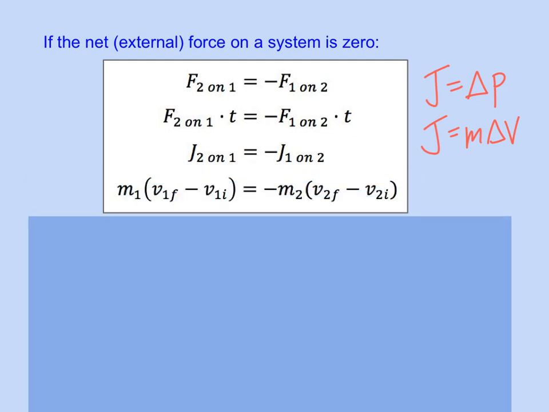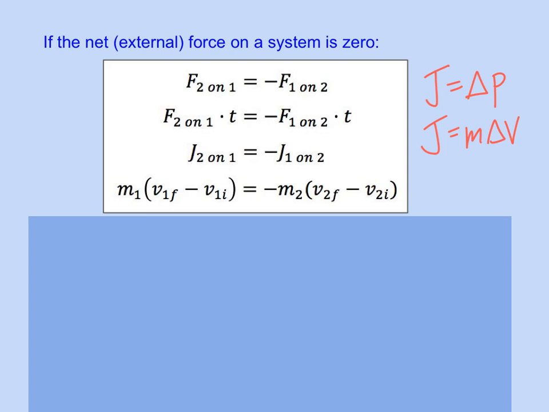And I'm using some extra subscripts here because I've got a lot going on. On the left-hand side, the impulse that 2 exerts on 1 tells us about the change in momentum of object 1. And so that would be the mass, m1, times its change in velocity. And I'm using a subscript f for final and i for initial. And then on the other side, same sort of thing, but the impulse of 1 on 2 changes the momentum of object 2.